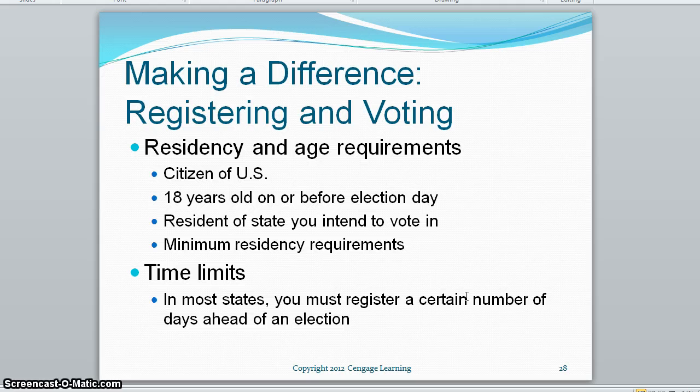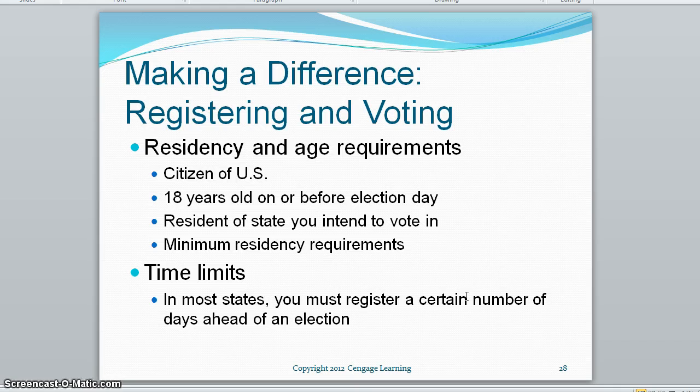And making a difference in voting. One vote does make a difference, as demonstrated in very close elections in a number of places in the country. Local elections are often decided by a small number of votes.